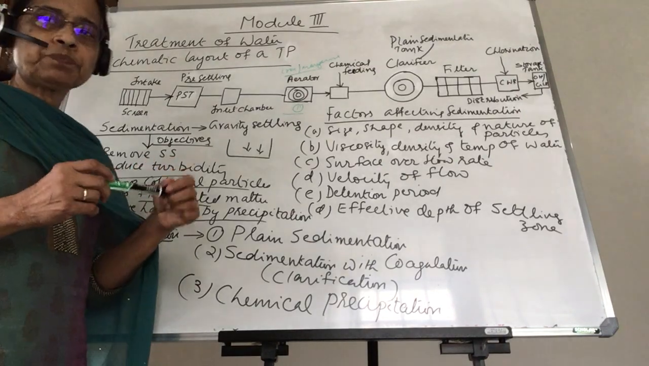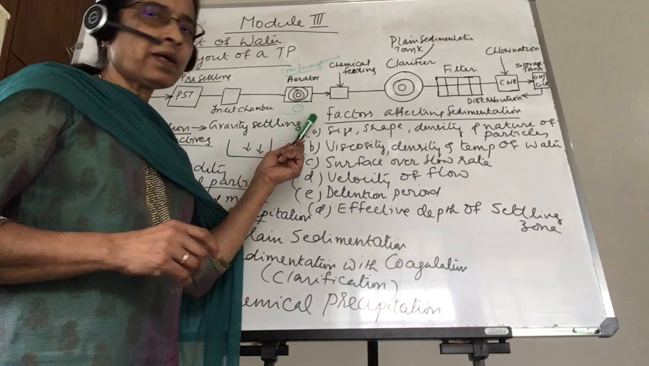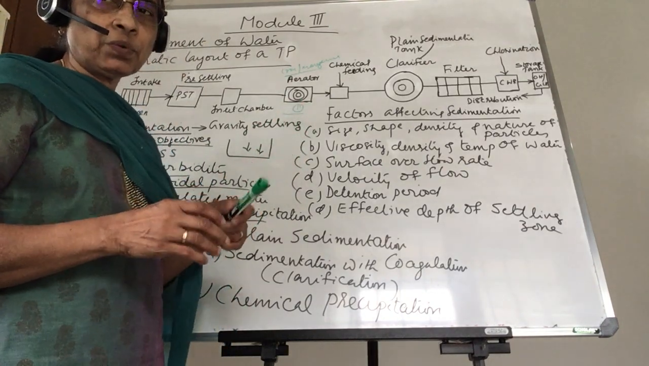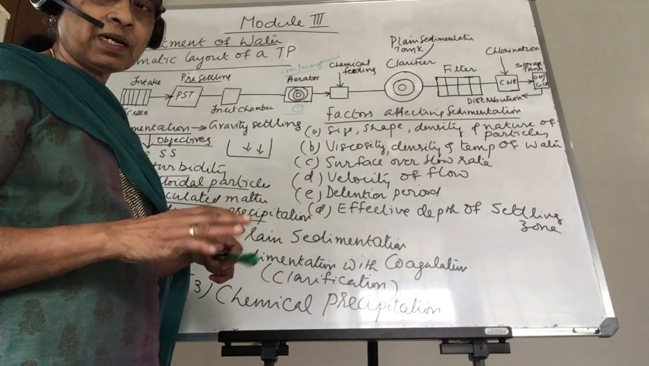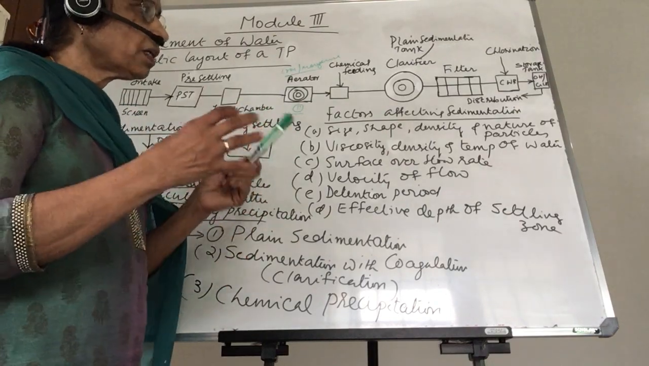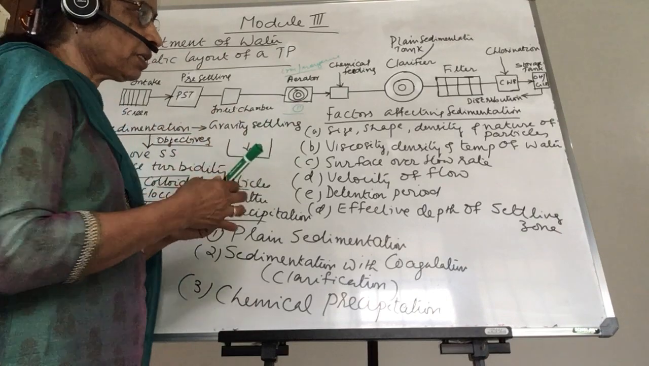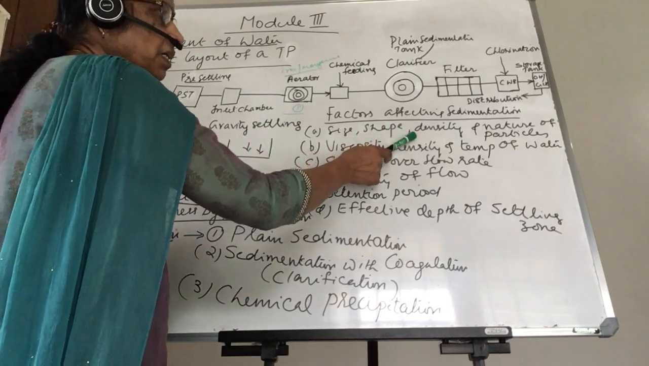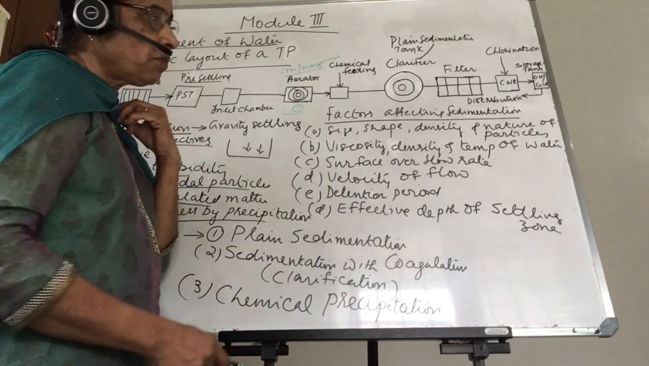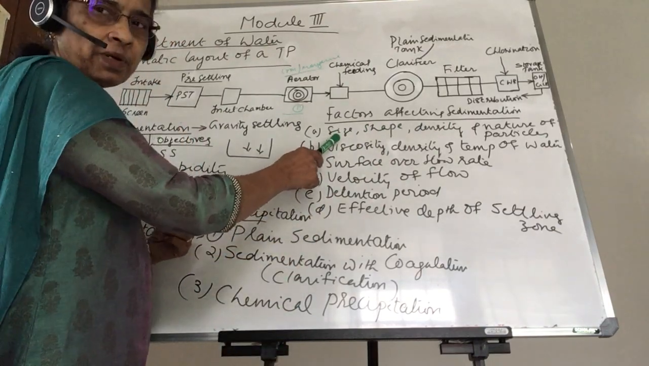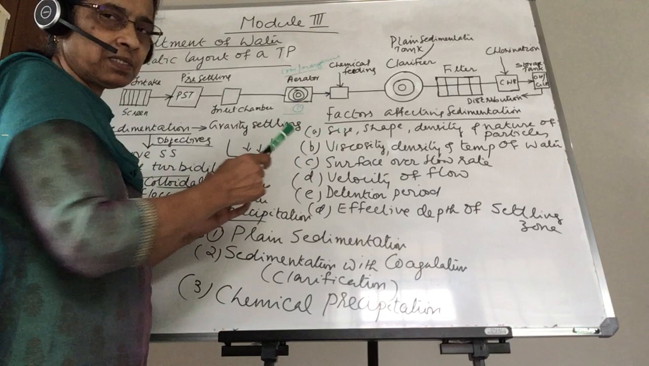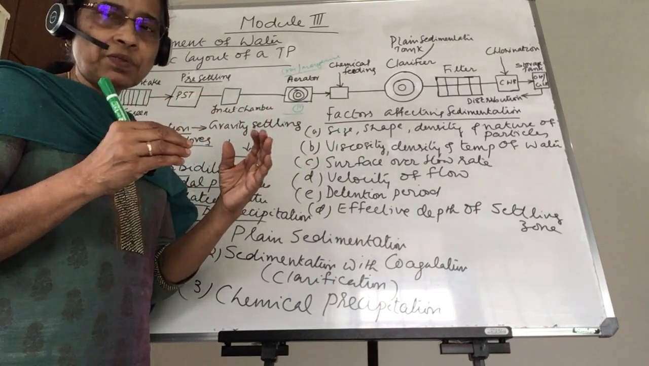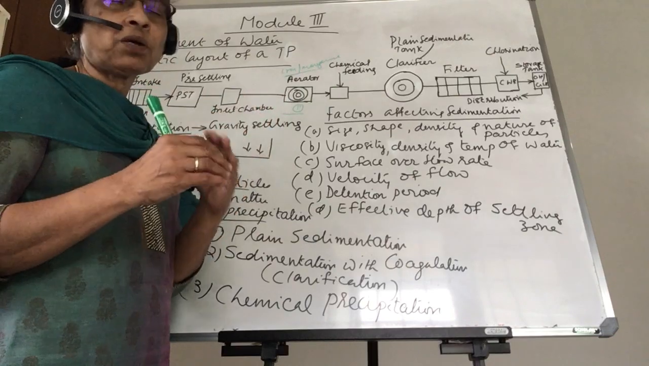And before that, what are the factors affecting the sedimentation? So when we design a sedimentation unit or a settling tank, we want to know what are the factors which affect the sedimentation. So the first one is the size, shape and density, the nature of the particles. We know the suspended particles, the size is very small, then the shape, the density of the particle and the nature of the particles.